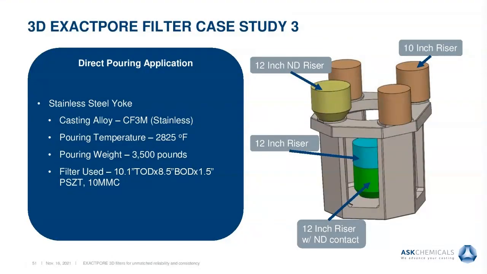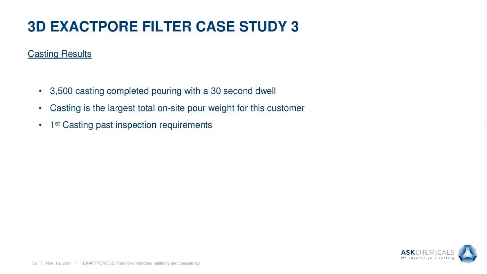The steel yoke had a casting alloy of CF3M stainless. A pouring temperature of 2,825 degrees Fahrenheit was selected to pour the 3,500 pound pour weight casting. The tapered 8.5 inch bottom OD filter with a 10 mmC was used in the 12 by 6 by 12 neck down riser. The 3,500 pound casting poured completely and used a 30-second dwell time between the two pours. This casting is the largest total on-site pour weight for this customer. The first casting passed inspection requirements and more castings are scheduled to pour.